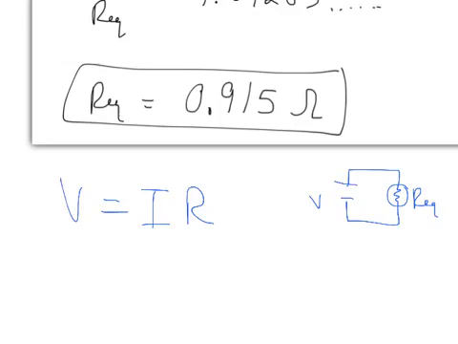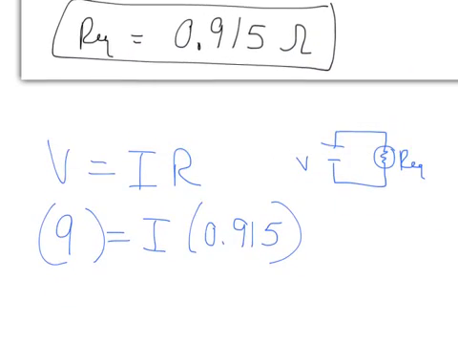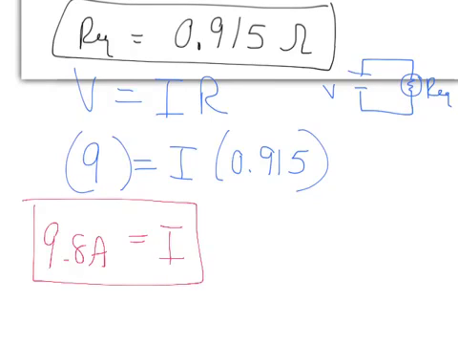It was a 9-volt battery. So voltage equals 9 volts. The resistance of the whole system is 0.915 ohms. Find the current in the whole system by dividing. You should get 9.8 amps. Okay, 9.8 amps of current.